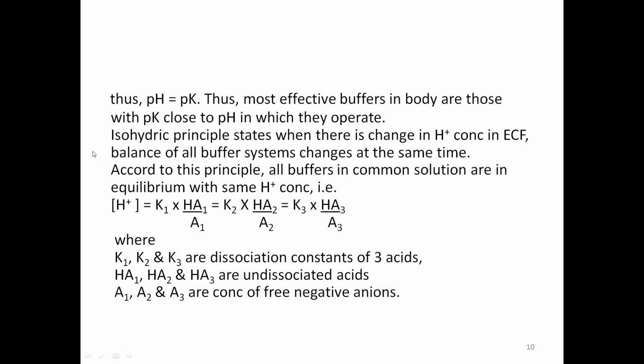Now your isohydric principle states that when there is a change in hydrogen ion concentration in ECF, the balance of all the buffer systems changes at the same time. So according to this principle, all the buffers in a common solution are in equilibrium with the same hydrogen ion concentration. So this is the equation where K1, K2, K3 are dissociation constants of three acids, A1, A2, A3 are undissociated acids, and A1, A2, A3 are concentrations of free negative ions.